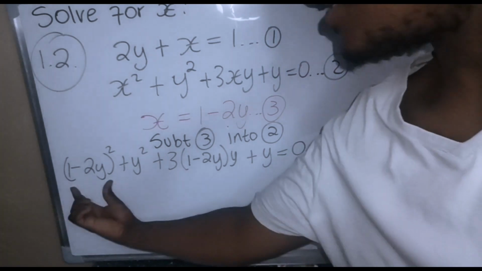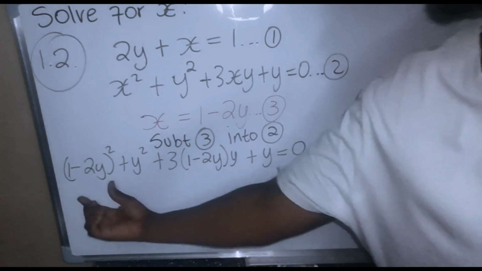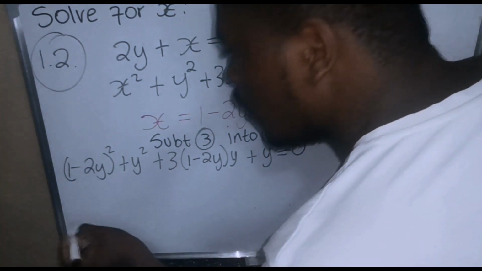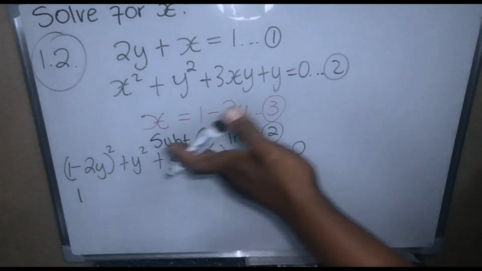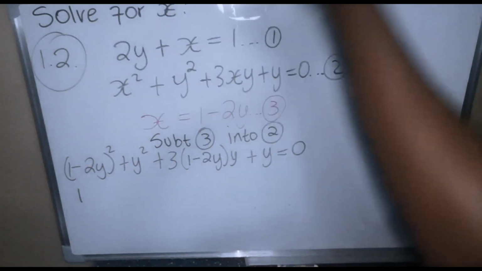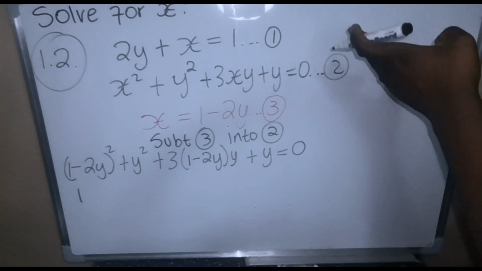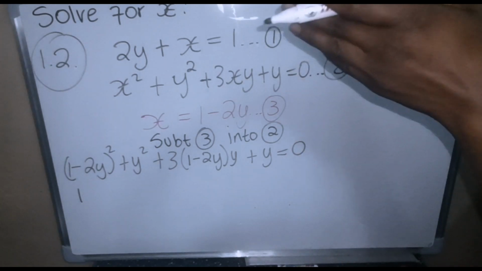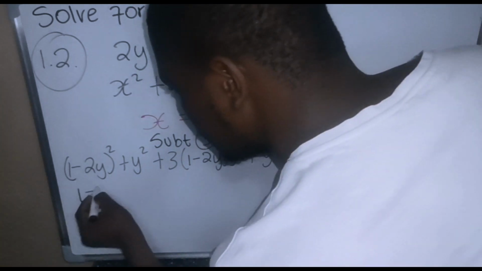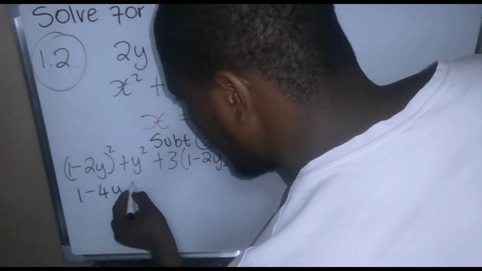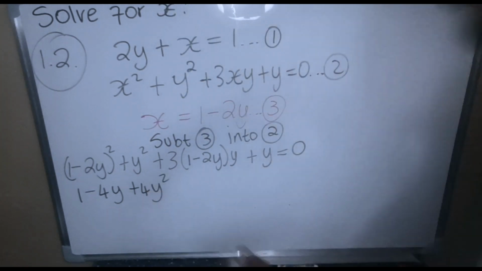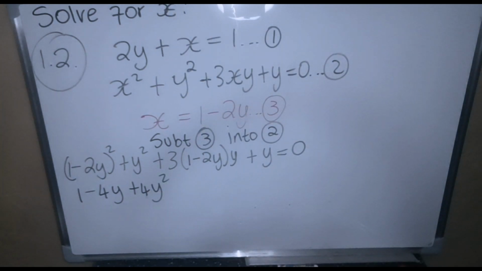This is FOIL here. You open two brackets and use FOIL. Here I do 1 times 1, 1. Then 1 times negative 2y, negative 2y, and here then negative 2y times negative 2y, plus 4y squared. Are we clear?